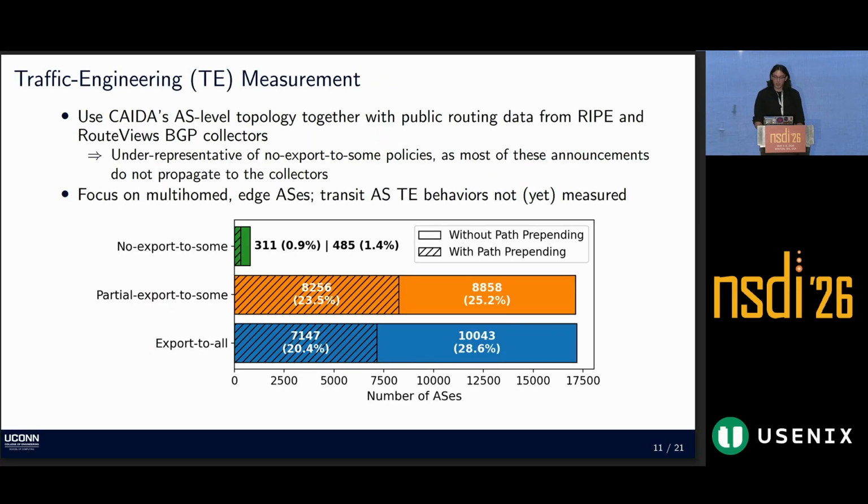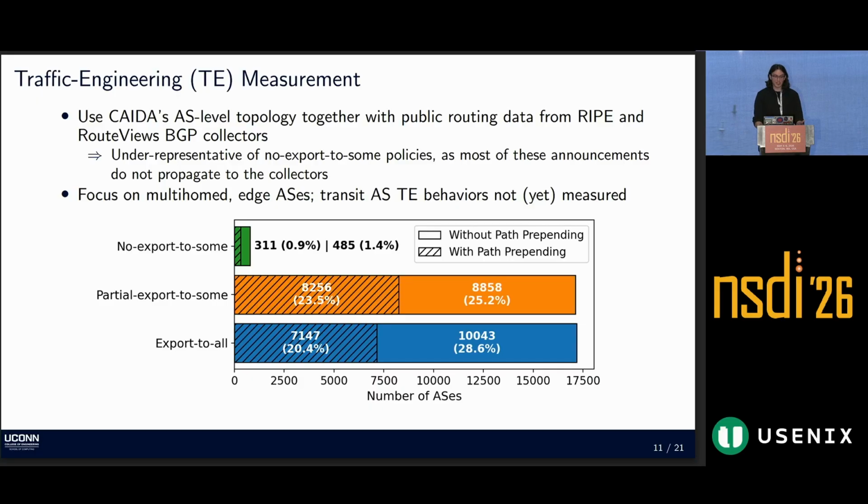For this measurement, we use CAIDA's AS topology together with routing data from RIPE and RouteViews BGP collectors to measure the behavior of multi-homed edge ASs. One limitation of this measurement is that for no export to some, if either it's a lack of announcements or a no export community, these announcements are not propagated to these collectors, leading to an underrepresentation of these.